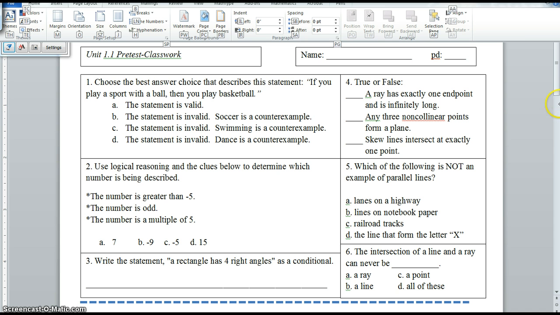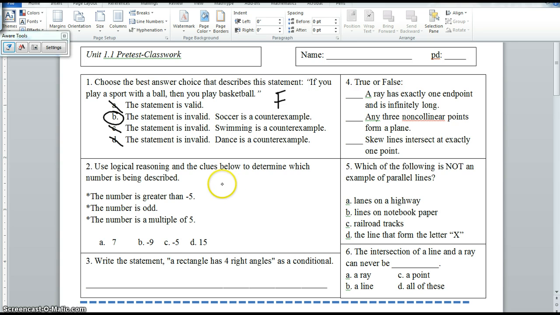So when we talk about number one, choose the best answer choice that describes the statement: if you play a sport with a ball, then you play basketball. Now I can already tell you that this is false. Okay? Right? So I can already X that out. Now why is it false? Because if I think of a sport with a ball, that's my first step. I think of a sport with a ball. Soccer has a ball. Swimming does not have a ball. And dance doesn't have a ball. So I can already say that soccer is my answer.